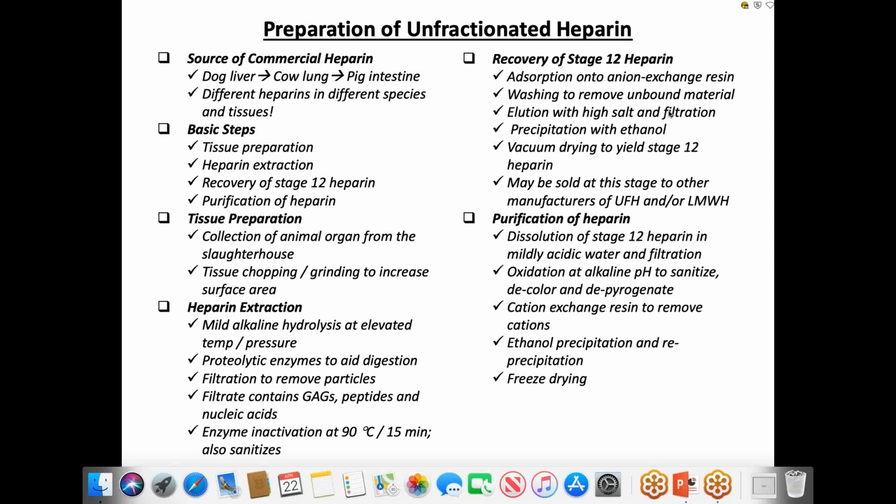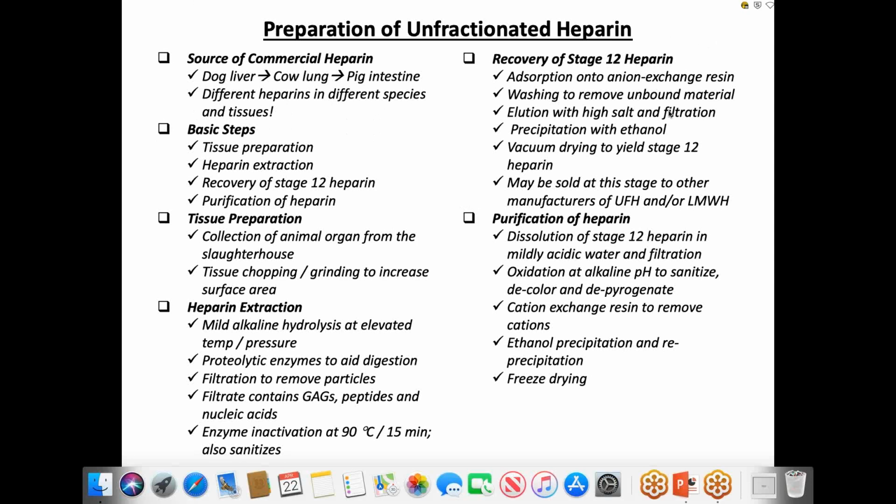Remember, we are thinking about heparin that is required for a large number of patients. Practically, I would say 100 million patients take heparin every year in the United States alone. Okay? So we are really talking about tons of quantities of heparin. So for that, we can't really have very sophisticated methods of preparation.